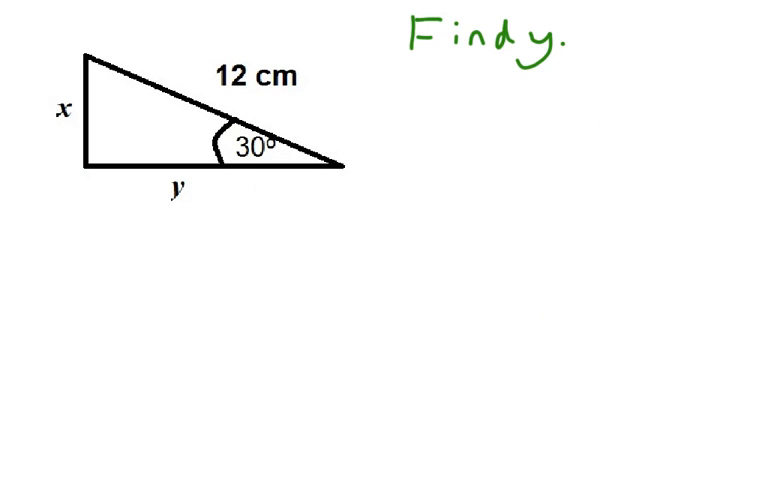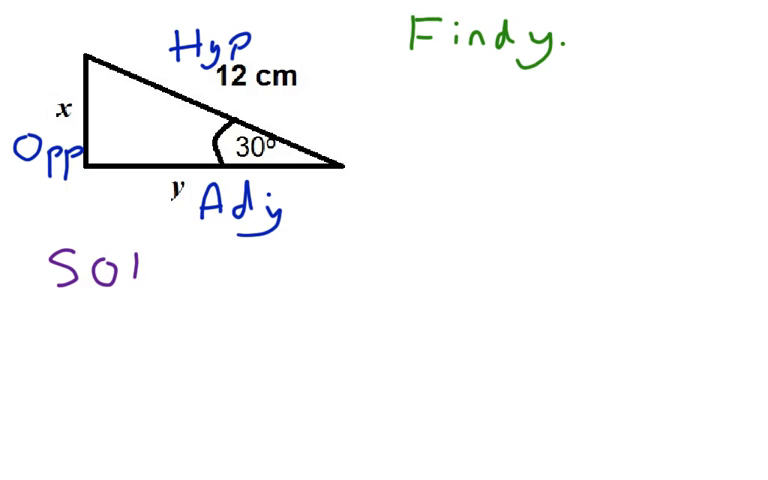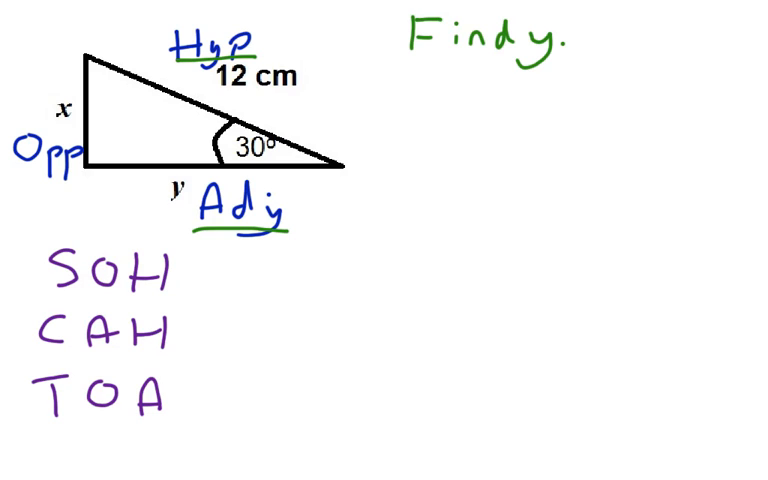Now we're going to do the same thing to find the value of y. So once again, we label our triangle. Hypotenuse, opposite, and adjacent. And we write out SOHCAHTOA. This time we're finding y, so we want to know about the adjacent, and again we know the hypotenuse.